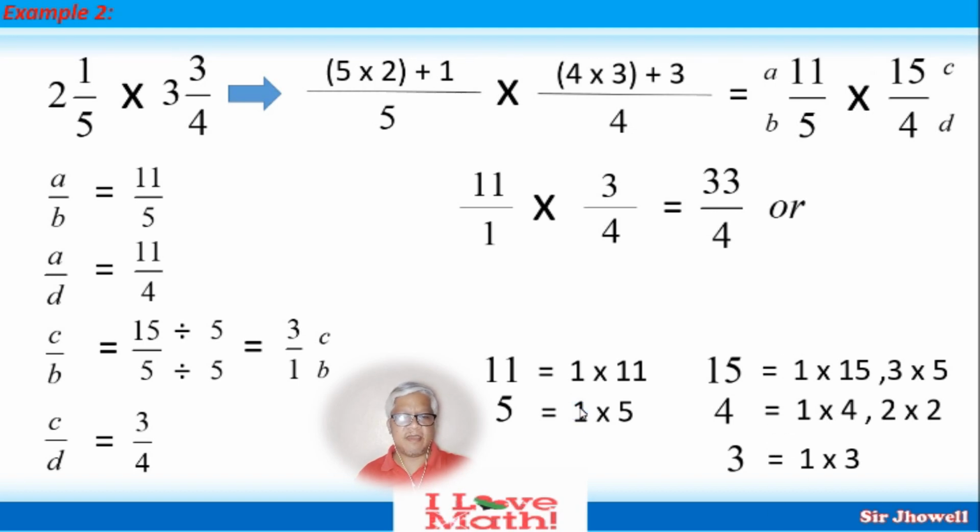8. Ibig sabihin, sobra ng isa. That's why we have 8 and 1 over 4 being our final answer. So, ibig sabihin, pag tinanong kayo, 2 and 1/5 times 3 and 3/4, the answer is 33 over 4 or 8 and 1/4. Okay? Ayos.